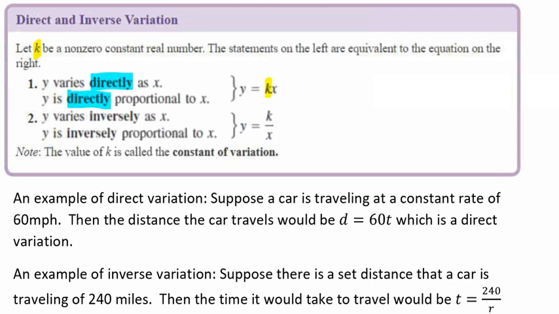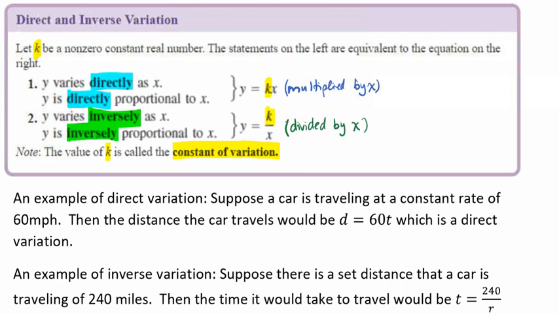In the second set of statements, we see that it says y varies inversely as x, or y is inversely proportional to x. And in this situation, we see that our k value is being divided by our x. Note that k is called the constant of variation. So directly, k is being multiplied by x, and inversely, k is being divided by x.